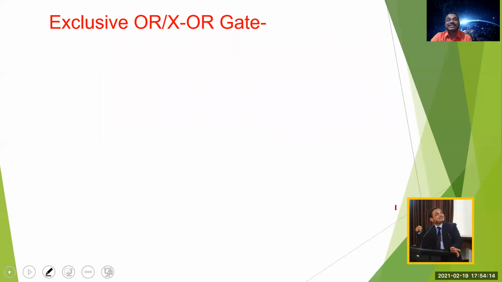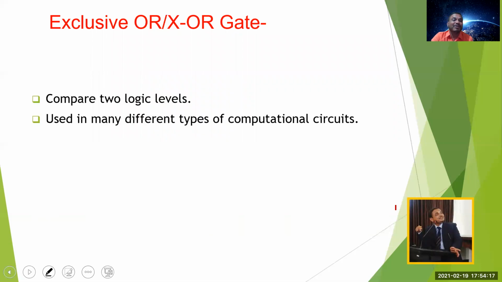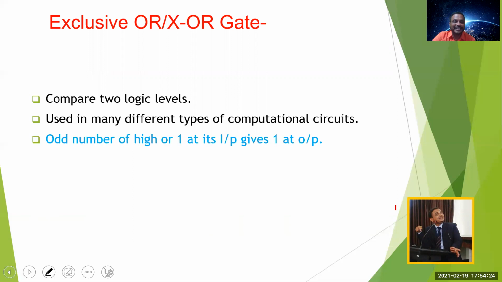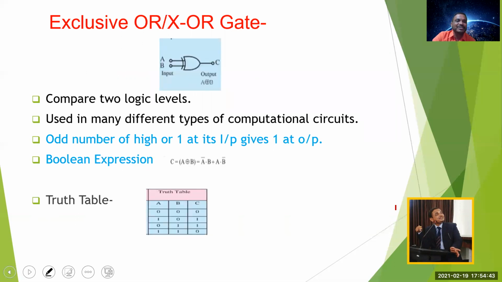So next, that is the XOR gate or exclusive OR gate. It compares two logic levels and is used in many different types of computational circuits. Uses of XOR gate: an odd number of high or 1 at its input gives 1 at the output. Its Boolean expression is given as A bar dot B plus A dot B bar. Its symbol is as shown in the figure, the XOR gate.